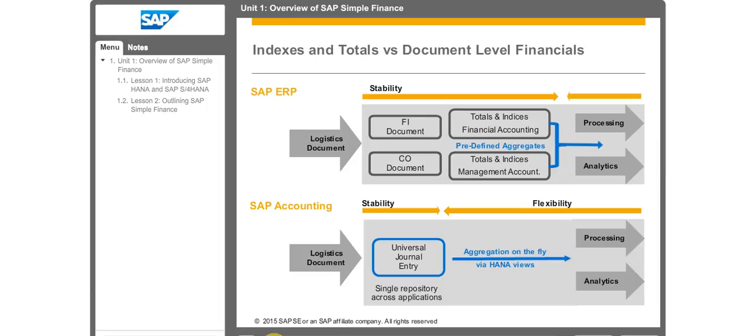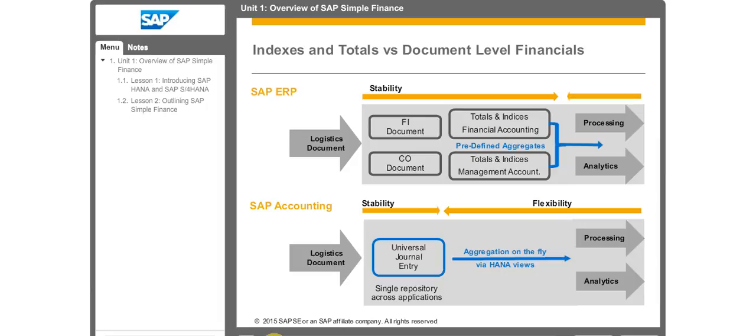Let's look at the improvements in the architecture with an example of the logistics documents coming into the financials core through the financials interface. With a traditional SAP ERP system, you have the logistics document producing two separate documents, the FI document and the CO document, creating entries in separate tables for the FI document and the CO document. Then you have these entries reproduced and reconfigured in totals and index tables for financial accounting, and again in totals and index tables of management accounting. These are predefined aggregates that are in the system to support reporting.